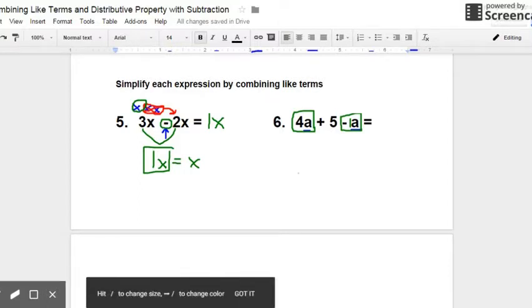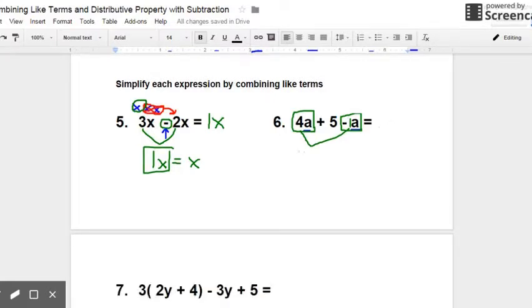Since we're combining together these two a's, I have a positive 4 minus 1, and that gives you 3.